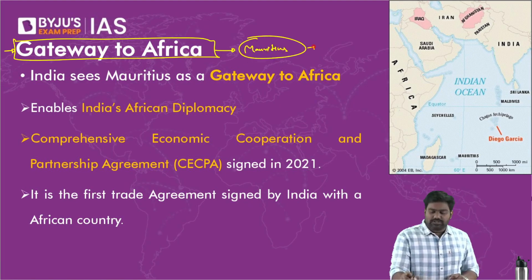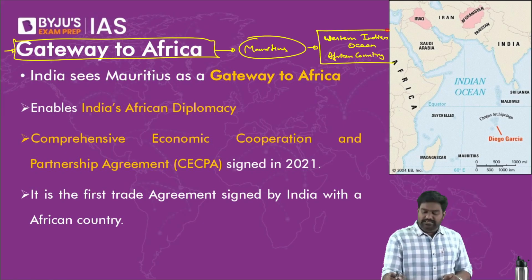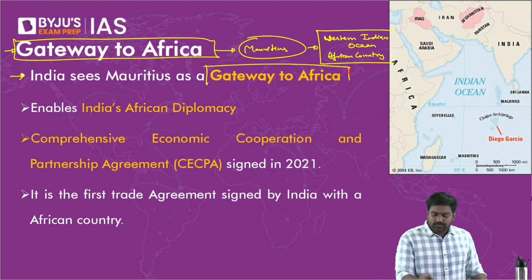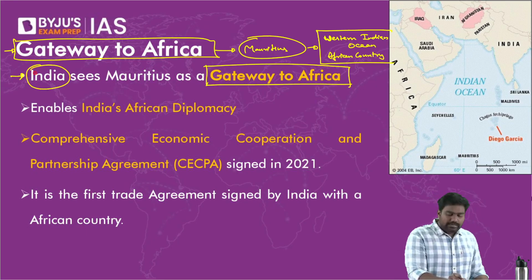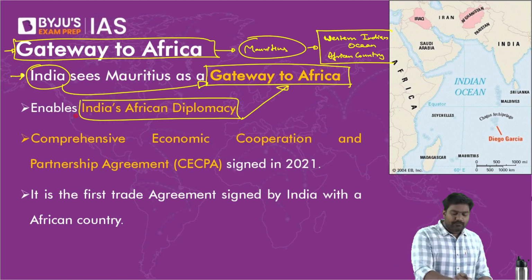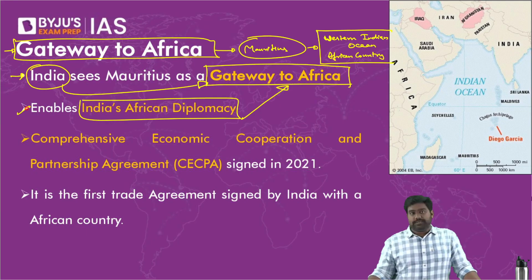Mauritius, because of its location in the Western Indian Ocean, and because of it being an African country, which is part of the East Africa region, right? It can act as a gateway for Africa. It can enable us to launch our African diplomacy towards African countries. Because Mauritius is a member of many important African groupings.